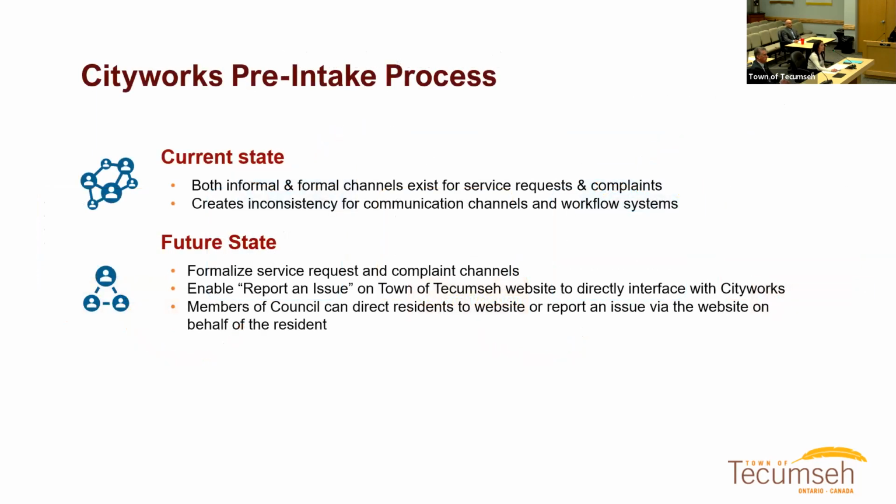So here, looking at the current state and just highlighting a few key aspects of that. Right now, there's both informal and formal channels that exist for how service requests are generated. And this could be via text, phone calls, emails, or informal in-person conversations that usually happen on a one-on-one basis with individuals. And this, unfortunately, creates some inconsistency for communication channels, and eventually, if it's not put in the workflow system, it's outside of the workflow system, so it doesn't even get logged as a service request.